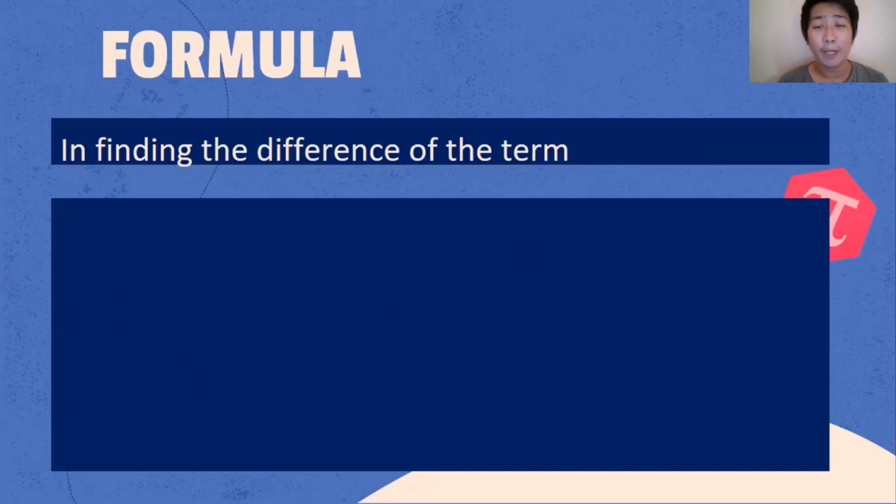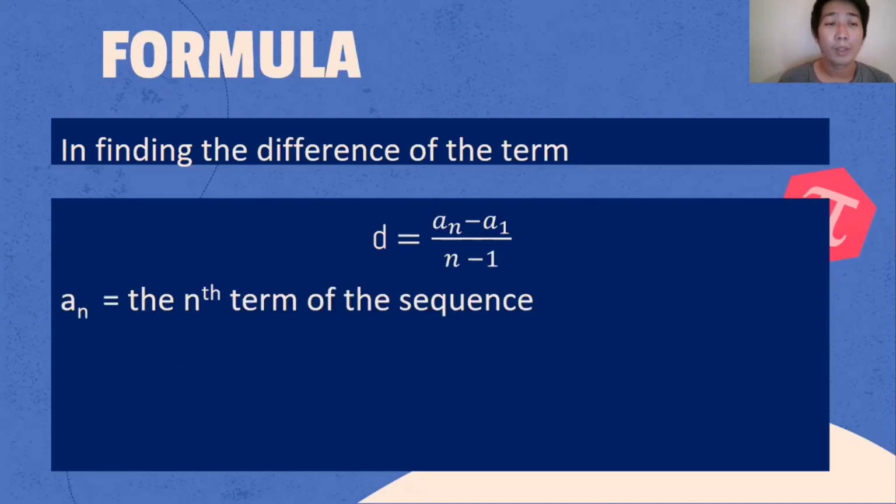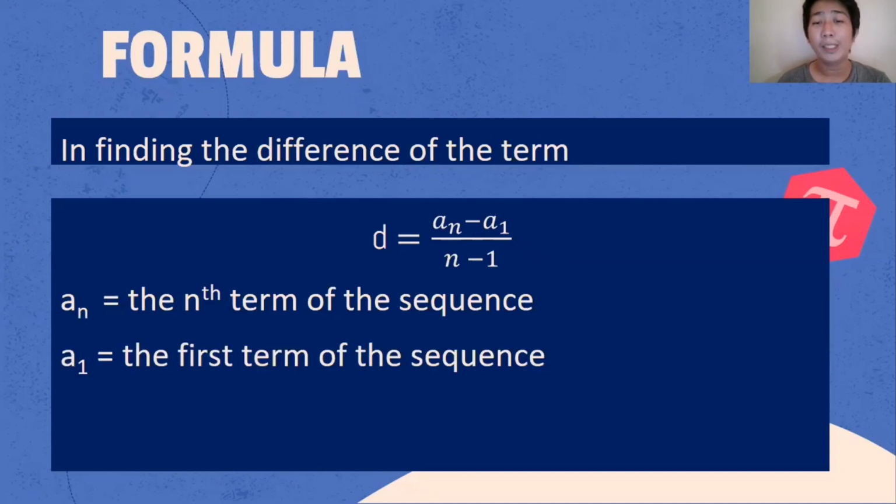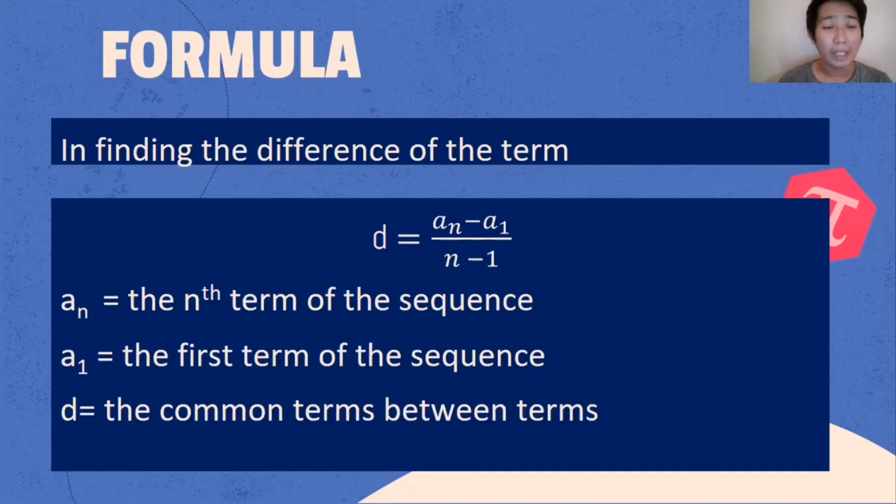In finding the common difference, here's the formula. d is equal to a sub n minus a sub 1 over n minus 1, where a sub n is the nth term of the sequence, a sub 1 is the first term of the sequence, and d is the common difference between terms. So those are the formulas that we are going to use in order for us to solve the following examples on the next slides.